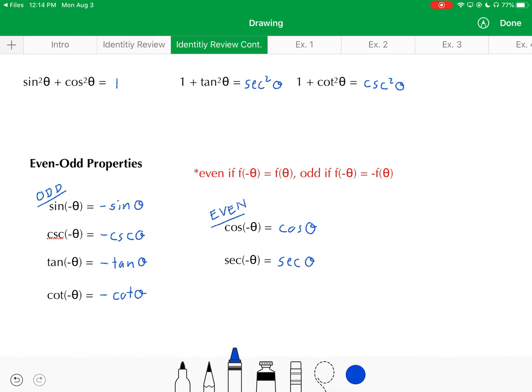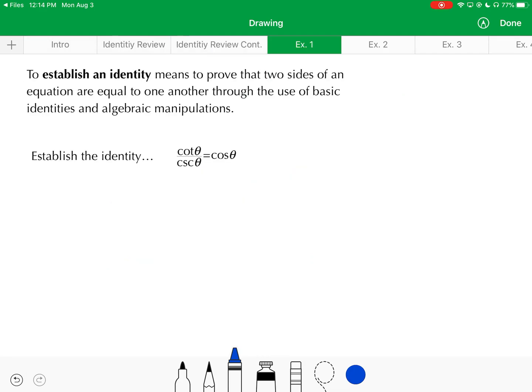All right. So all of these identities can typically be used when we're trying to establish some more complex trigonometric identities, okay? So in general, when I say that we're establishing an identity, it means to prove that two sides of an equation are equal to one another through the use of basic identities like the ones we just reviewed, and then algebraic manipulations, okay?